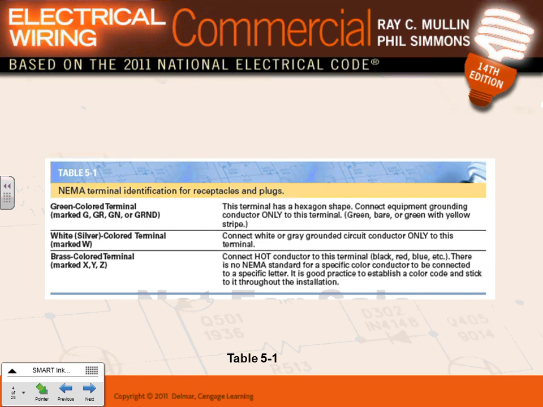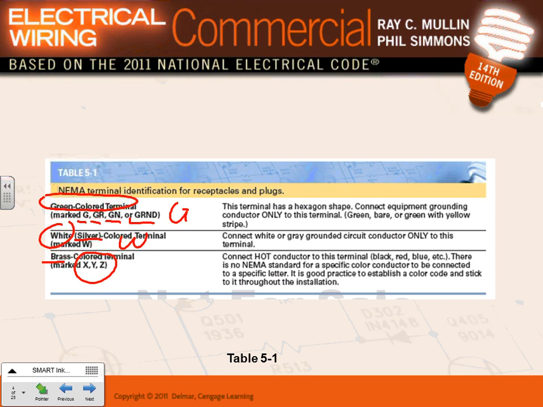Okay, for receptacles, guys, the most convenient, the most used receptacle has three terminals. You guys are familiar with that. One terminal is for the ground, and it's going to be labeled with G, GR, GN, or ground, or green colored terminal. That's your ground, right? The second one is silver, and that's going to be for the white conductor, or labeled with white. That's the grounded conductor. And the third one is going to be brass, and that will be for phase A, phase B, and phase C.